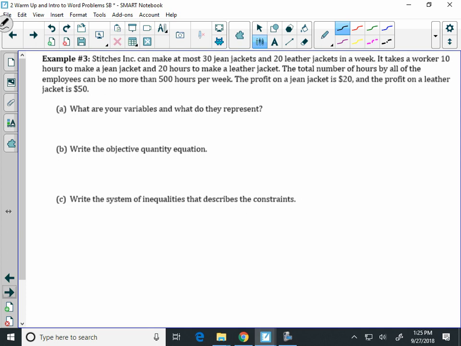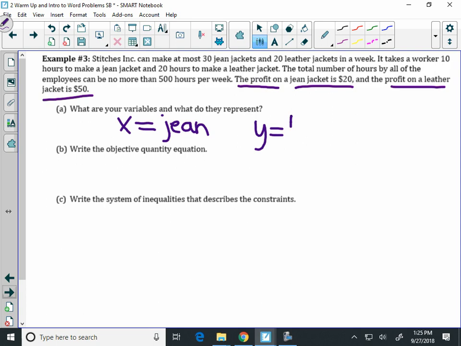So they make jackets. We are starting with figuring out what are our variables, right? They tell us the number we can make and different things up there, but we skip right to profit every time. That's where I want you to start. The profit on a jean jacket and the profit on a leather jacket. Well, what two things do I get profit from? Jean jackets and leather jackets. Because I make profit from those two things, they are my variables. So I'll make profit on my jean jackets and profit on my leather. Those are my X and my Y.